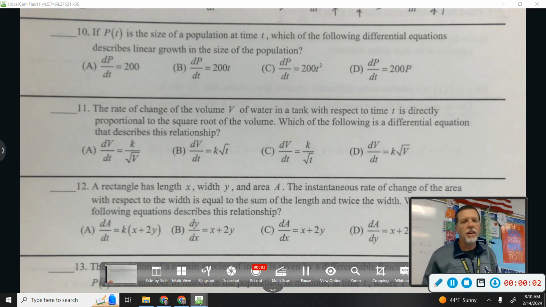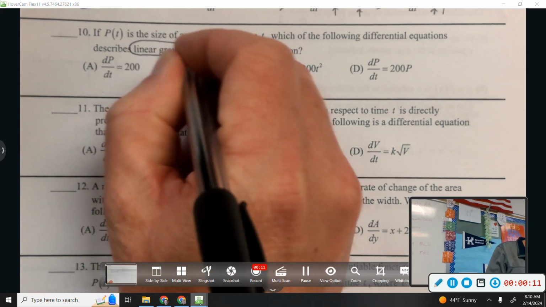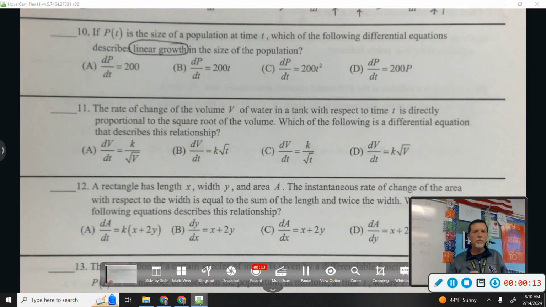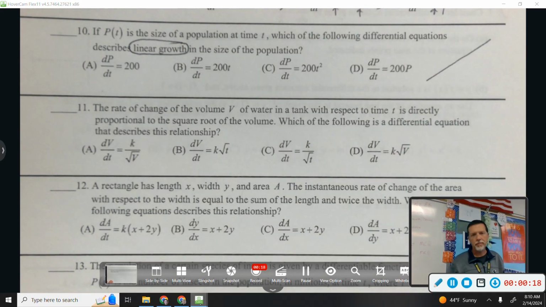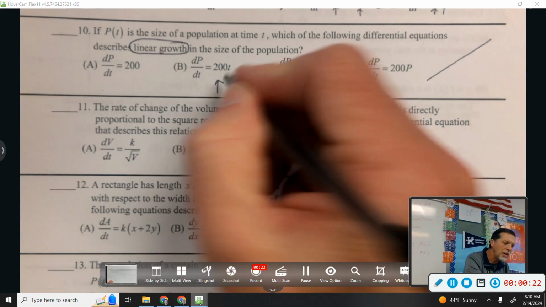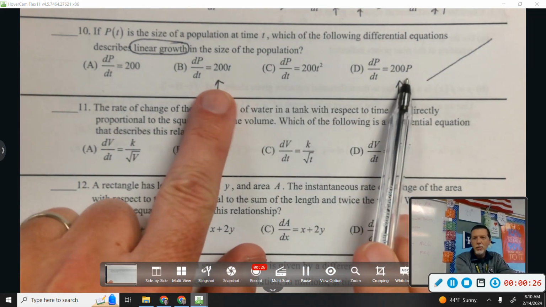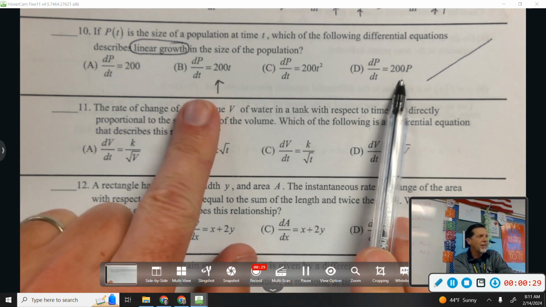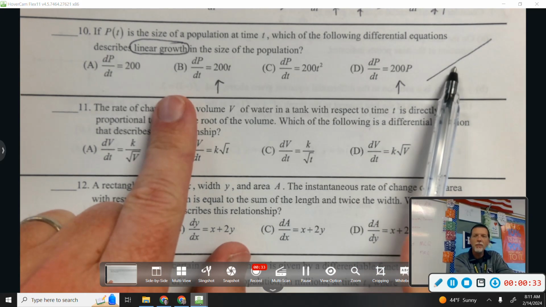Number 10, worksheet 3. If P is the size of a population, which of the following differential equations describes linear growth in the size of the population? So linear growth looks like that. Now, some of you picked B or D because that does look like a line, or like a slope kind of thing on the right-hand side. The trouble is the slope, you know what, let's back up to here.